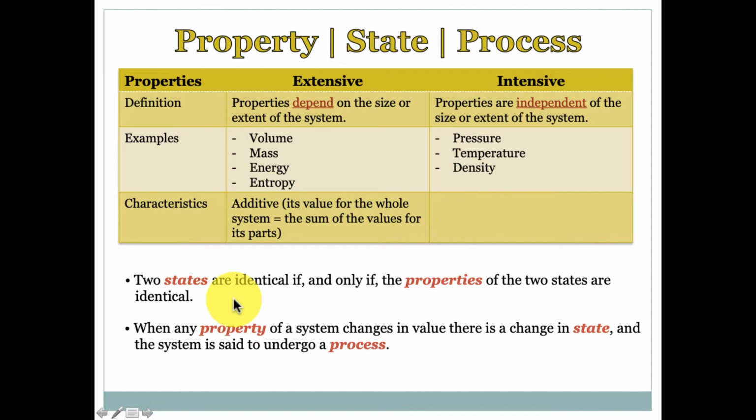The states are identical if and only if the properties of the two states are identical. When any property of a system changes in value, there is a change in state and the system is said to undergo a process. So you should now be clear on the definitions of the terms property, state, and process.